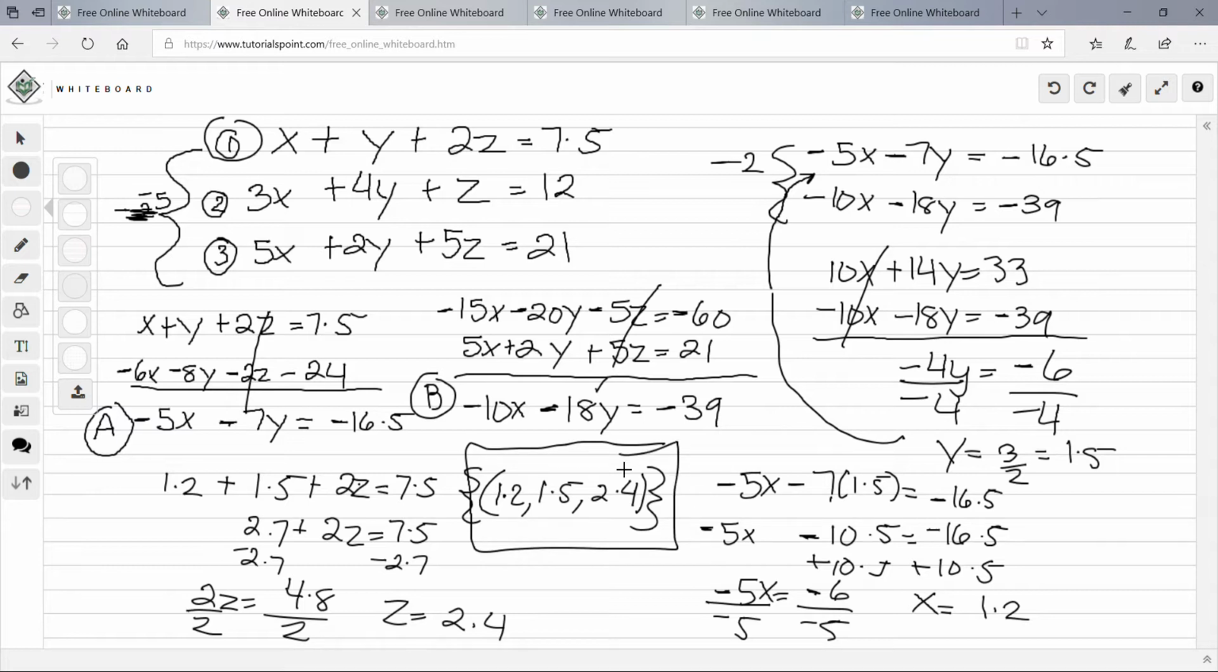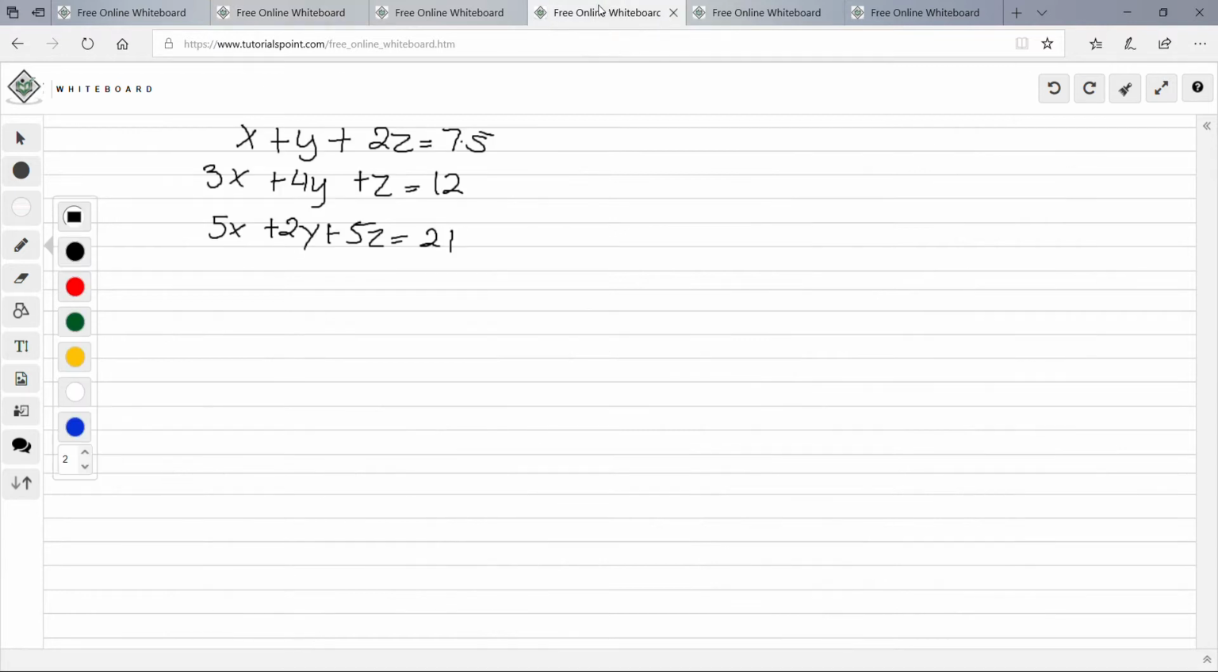Okay, so that was the algebra way. Now there's another way, using linear algebra. If you don't want to do linear algebra, you could just stop here. If you're learning linear algebra and you really want to solve the system of equations with it, then let's proceed. We're going to have to put this in a matrix.